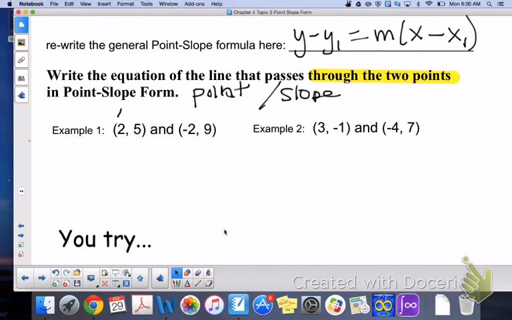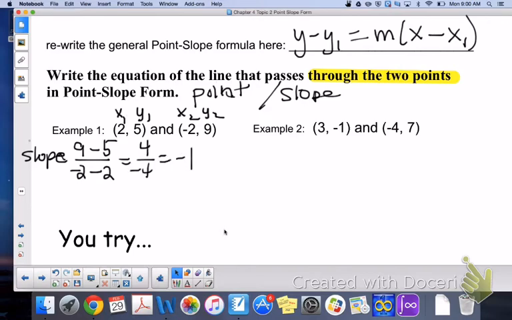Yes, you have x1, y1, x2, and y2. So recall your slope is y2, which is 9, minus y1, which is 5, over x2, which is negative 2, minus x1, which is 2. So you get 4 over negative 4, which is negative 1. That is your slope. Now from there, you need to pick a point, and it doesn't matter which point. You can use either point. You can use the first point, and that's your x1 and y1.